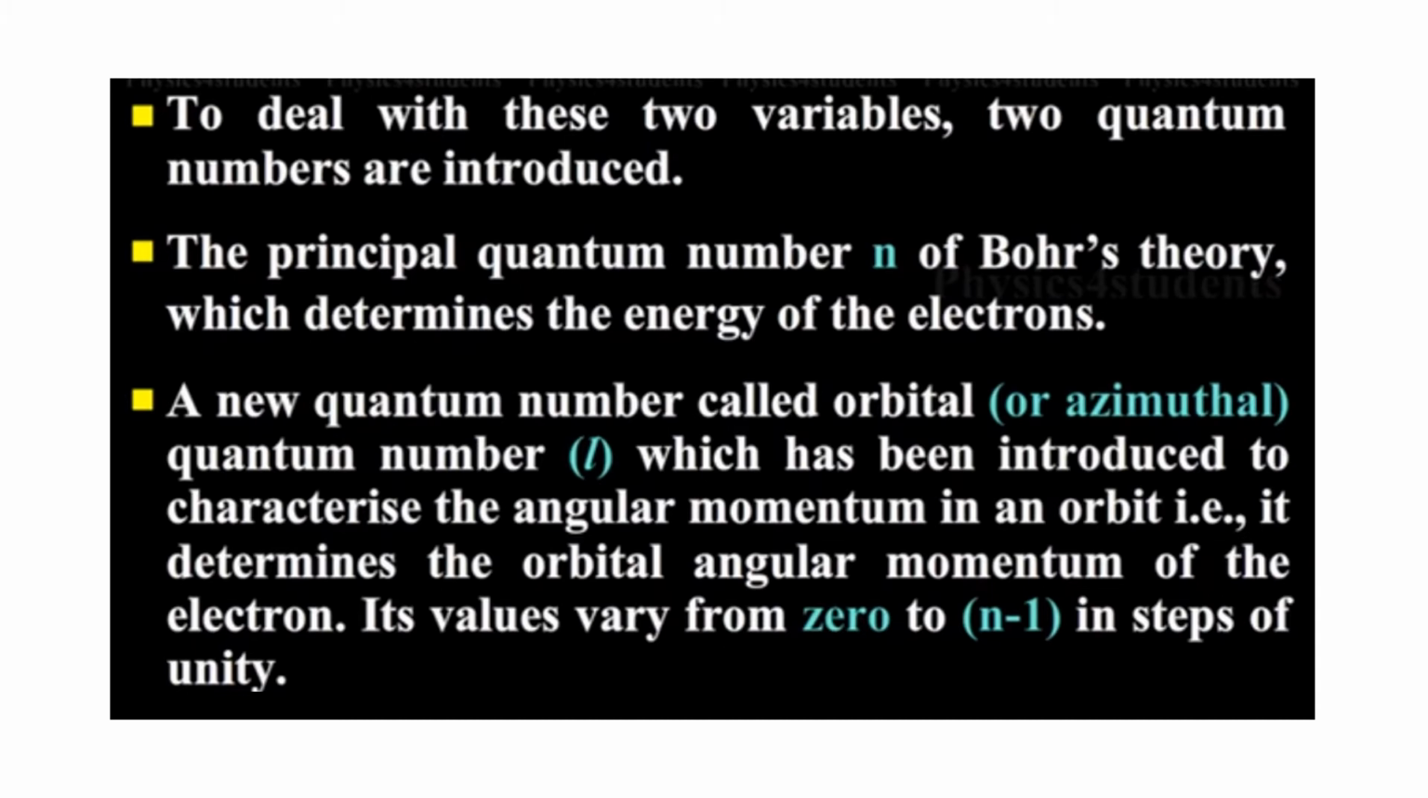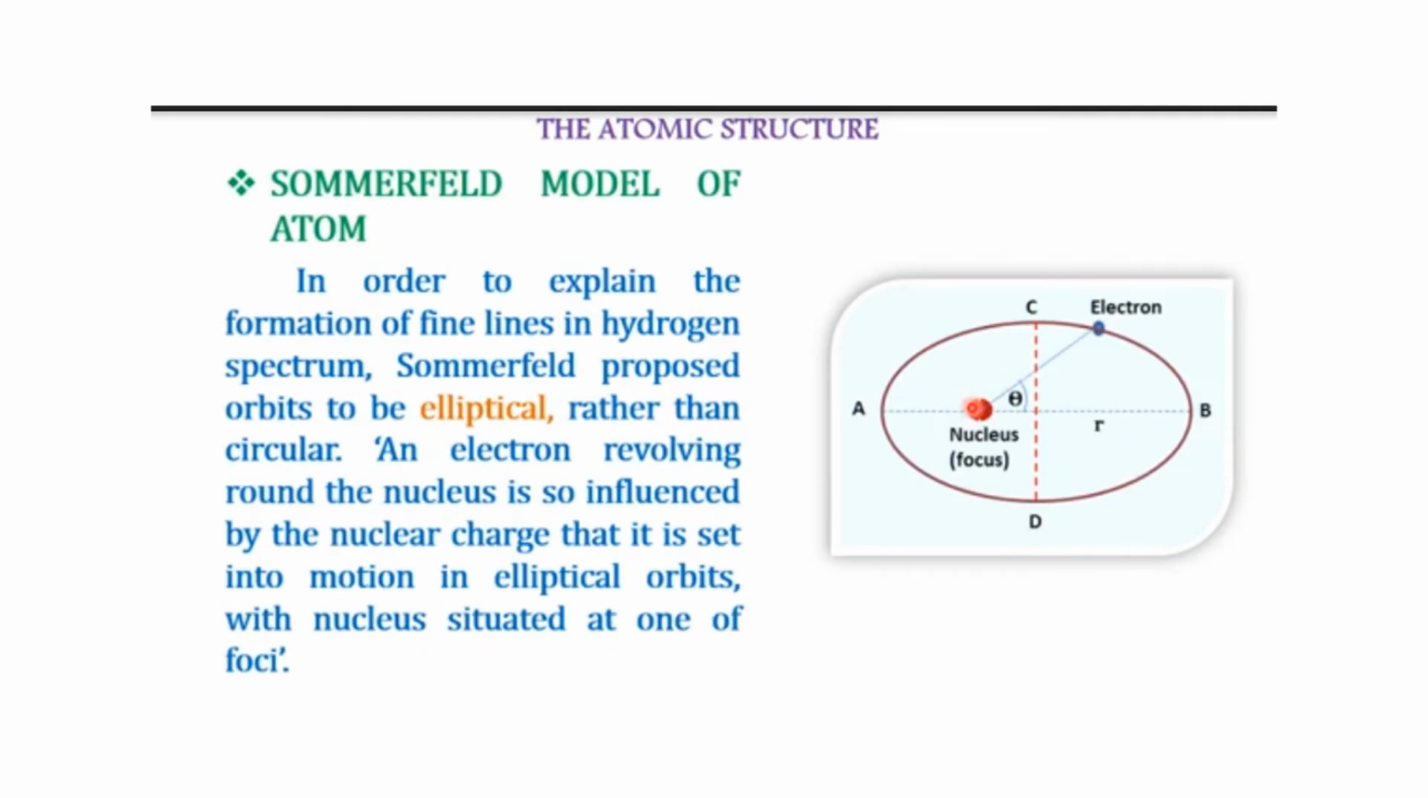And this had come after many changes. Now let's see what they are. To explain the fine spectrum, Sommerfeld proposed that electrons revolve in elliptical orbits, imagining that orbits are in elliptical shape. This is the major axis, this is the minor axis. The nucleus is present on the major axis and the electron is in the elliptical orbit, under the influence of nuclear charge.